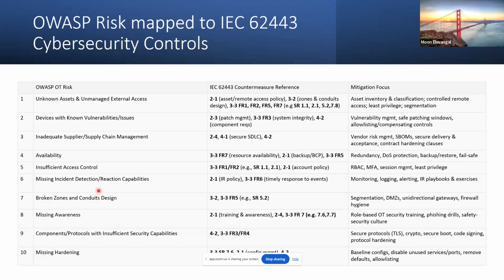And then again, broken zones and conduit designs, which is related to network flaws, and awareness, like people awareness. In the factory, who is operating a machine, how much awareness does he have of cybersecurity? Like if his PC got stuck, he doesn't know whether it is a PC problem or it may be related to a cybersecurity issue.